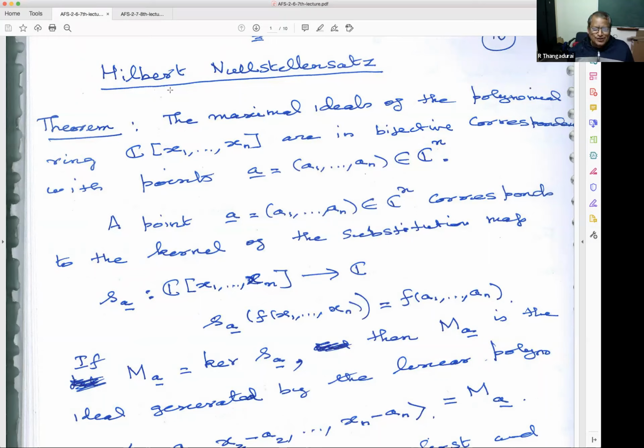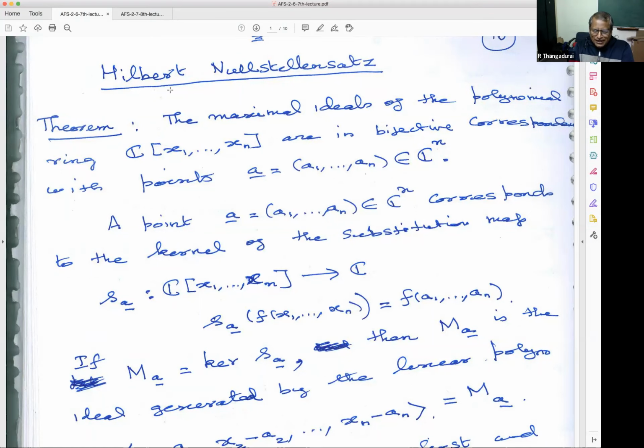Okay, so last class we stopped at Hilbert's Nullstellensatz theorem statement. Once again, this class we will prove this. So the statement is, we have a polynomial ring in n variables over complex numbers.